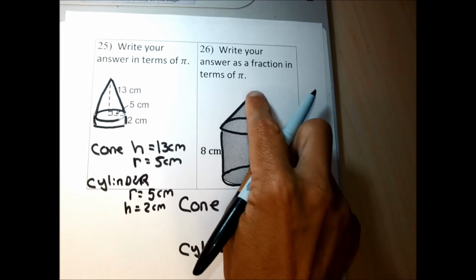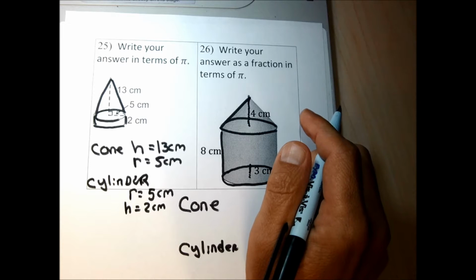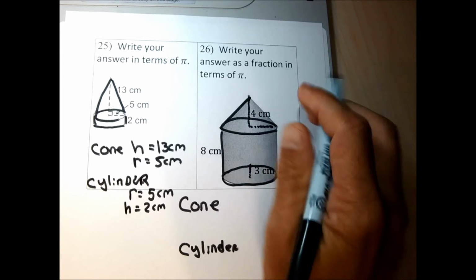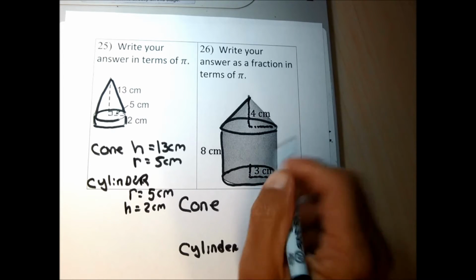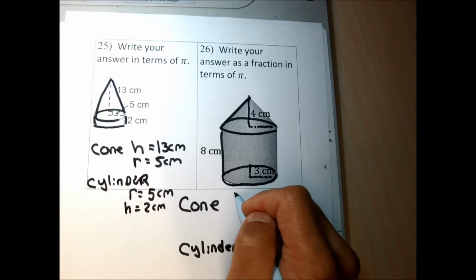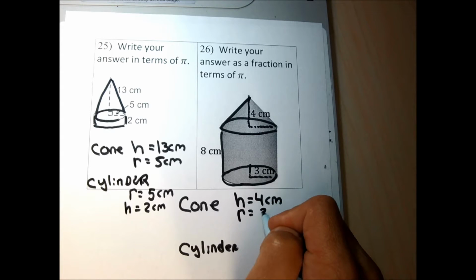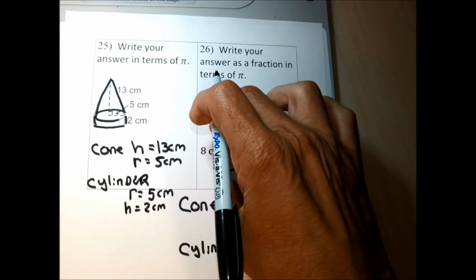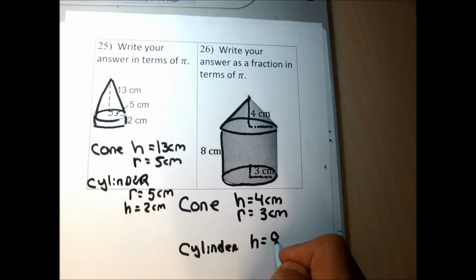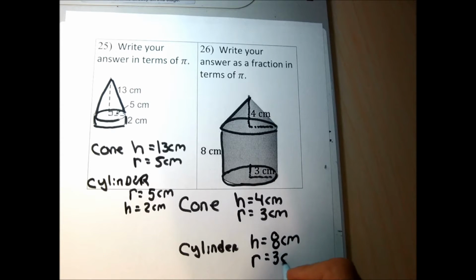So for my cone, the height is 4 centimeters. Yeah, I guess it is. And the radius is supposed to be 3 centimeters. This 3 centimeters is supposed to be the radius of the top and the bottom. So for my cone, it's going to have a height of 4 centimeters and a radius of 3 centimeters. For my cylinder, it's going to have a height of 8 centimeters and a radius of 3 centimeters.